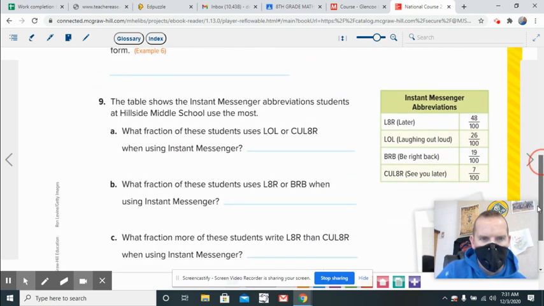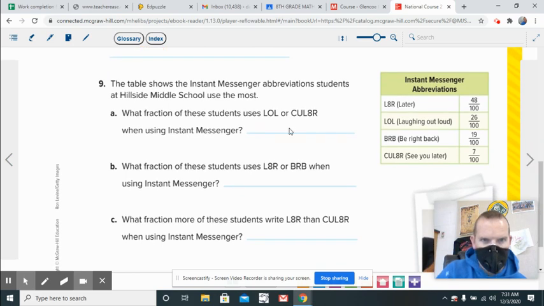And down here, make sure if it has an or. Oh, right here is an or. So you take the LOL, which is 26 over 100, plus the C later, 7 over 100, and then make sure you reduce your fraction.